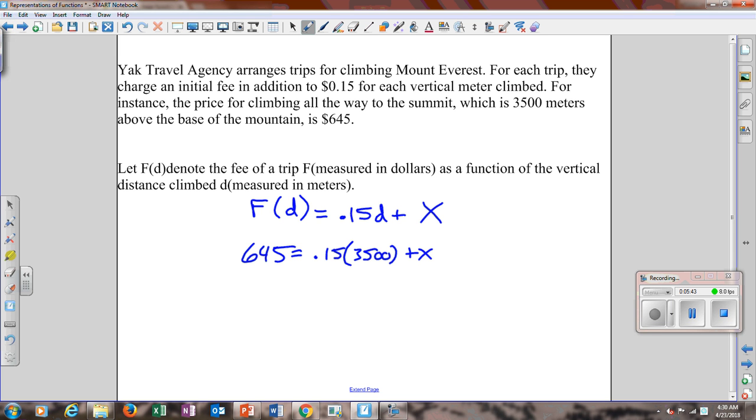So if you do 0.15 times 3,500, you have 525. It gives you 645 equals 525 plus X. Subtract the 525 and you get 120 equals X. And then you just plug that in up here. F of D equals 0.15 D plus 120.